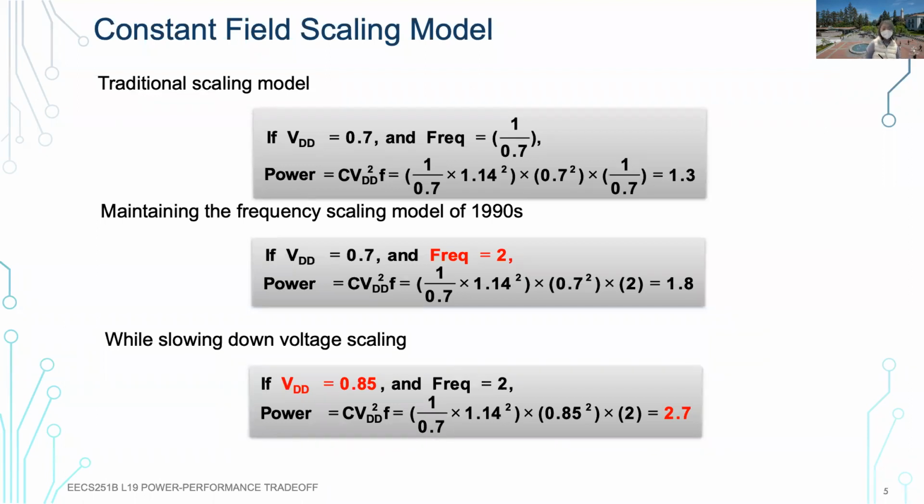Why did it help? With the traditional scaling model, following Dennard scaling, let's say VDD scales by 0.7, and frequency, basically performance, scales like 1 over VDD, 1 over 0.7. So performance goes faster. You can then calculate the power, right? Power is CV squared F here. There are different factors here, so let's go backwards.